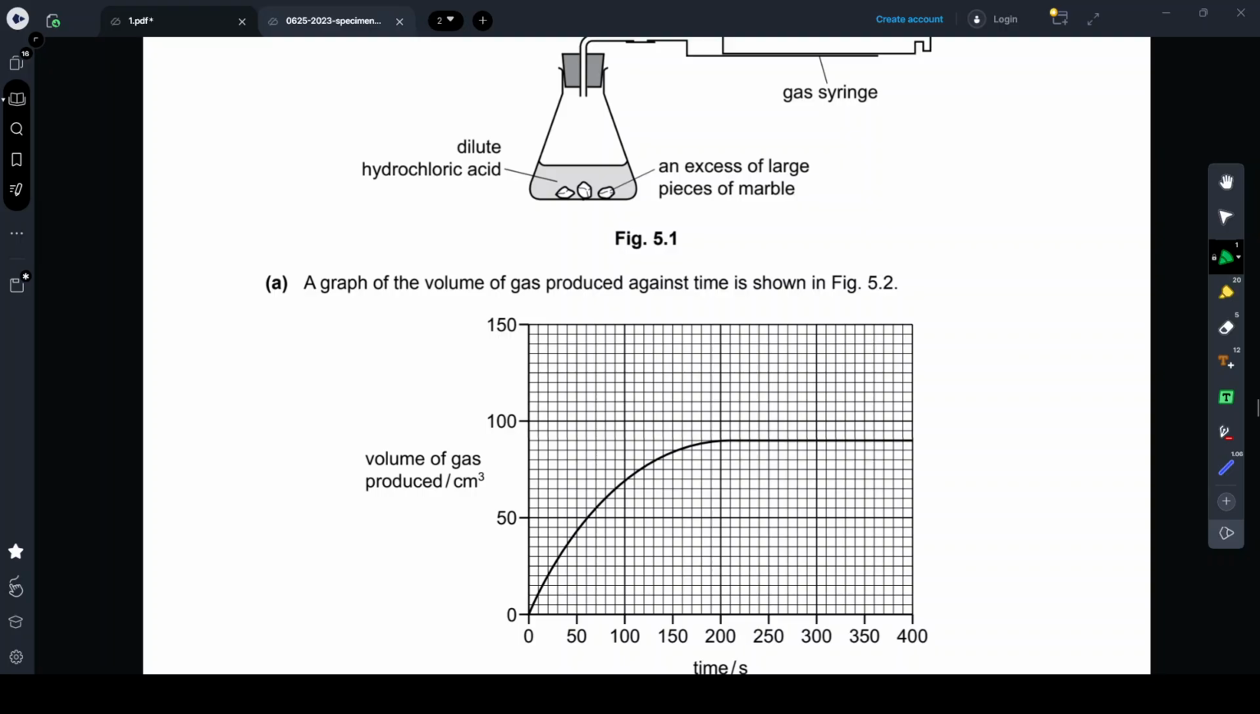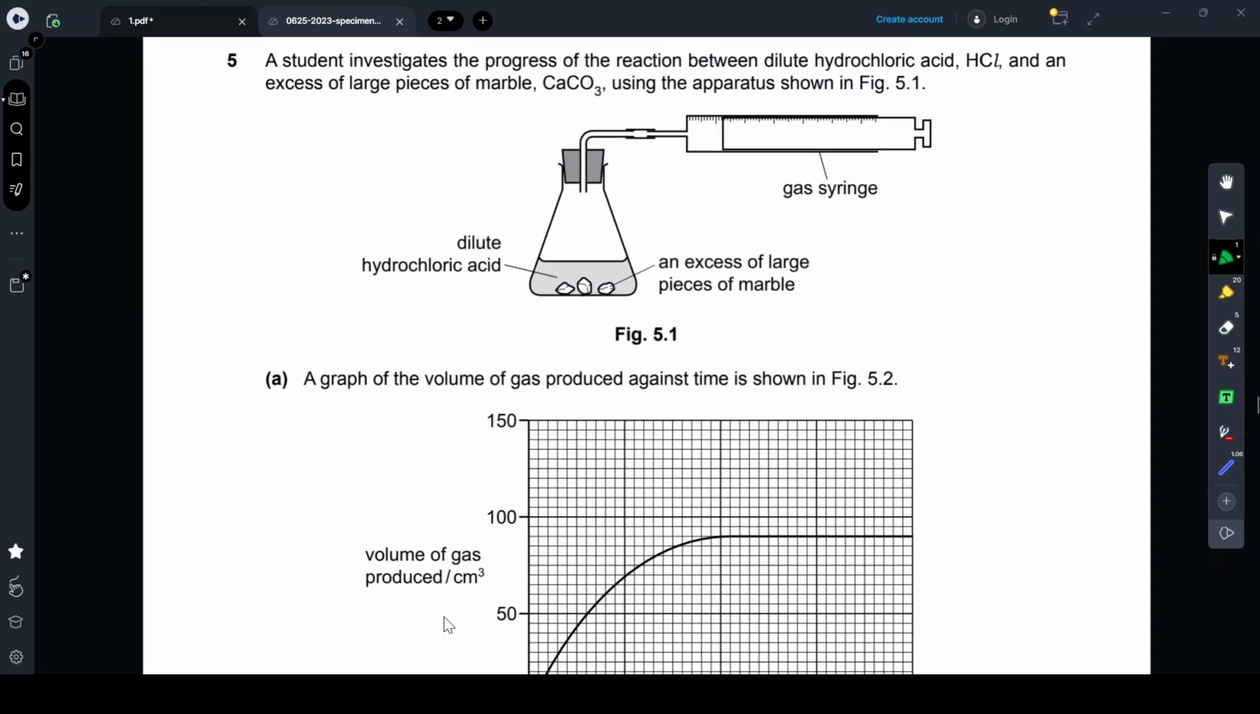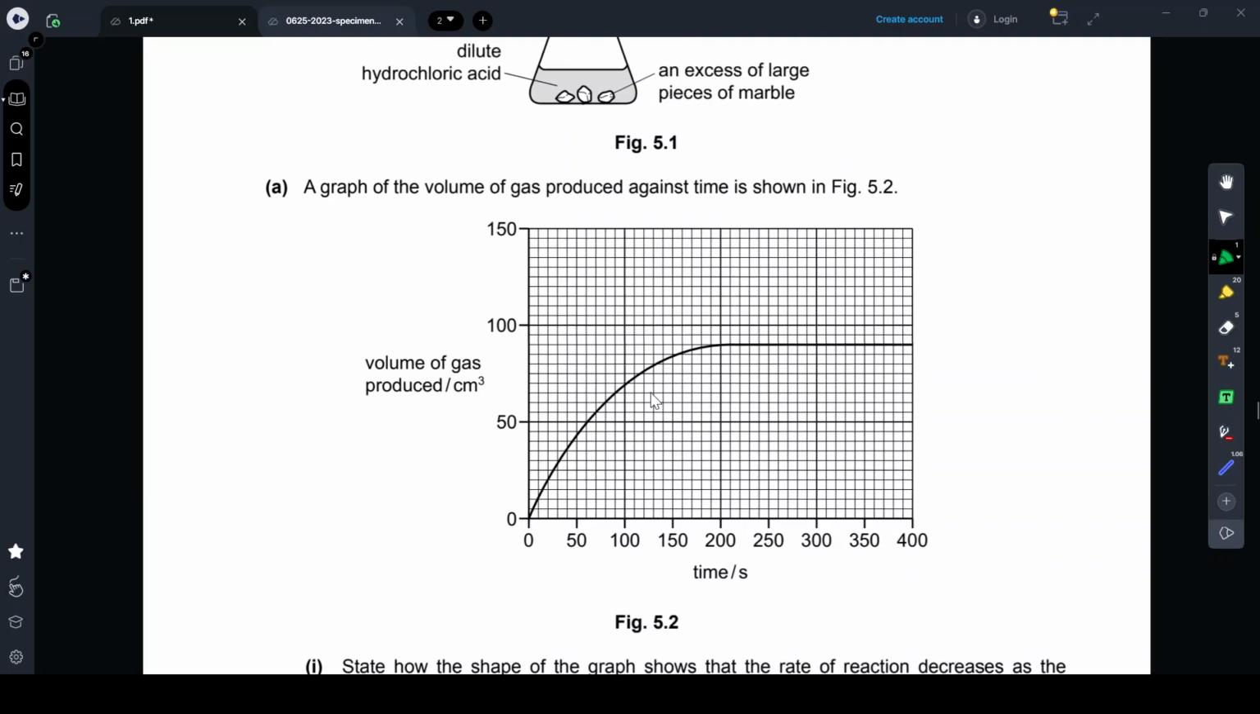Can you please repeat that? You are conducting this experiment again. Everything's the same. The only change that you've made is instead of using large pieces of marble, you are using small pieces of marble. So what kind of graph will you see over here?